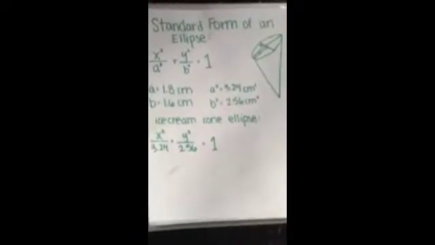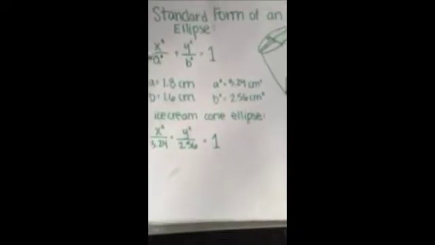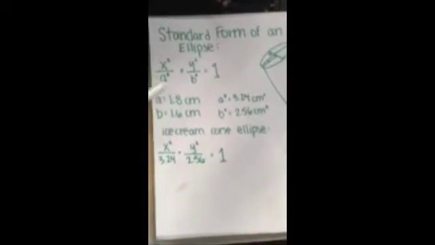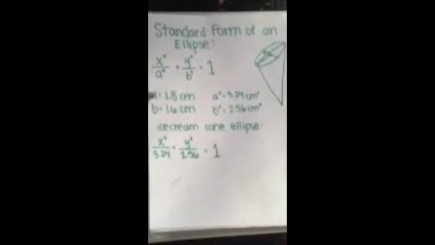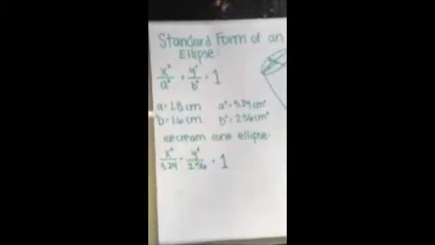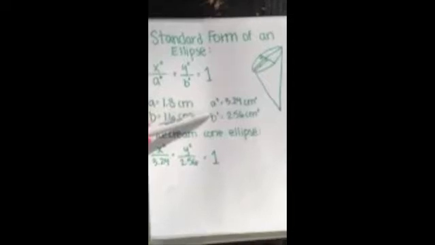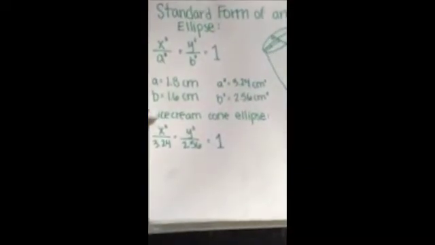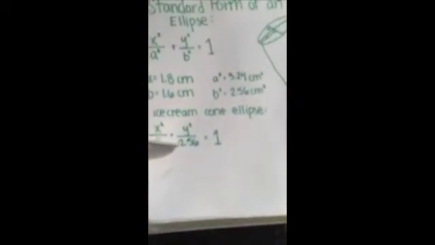Let's start by finding an equation for the elliptical ice cream surface. The standard form of an ellipse is x squared over a squared plus y squared over b squared equals 1. In the equation, a equals the semi-major axis and b equals the semi-minor axis. We can find these in the ice cream cone by finding half of the major and minor axes. So in the equation, a squared is 3.24 centimeters squared and b squared is 2.56 centimeters squared, making the equation for the elliptical ice cream cone x squared over 3.24 plus y squared over 2.56 equals 1.